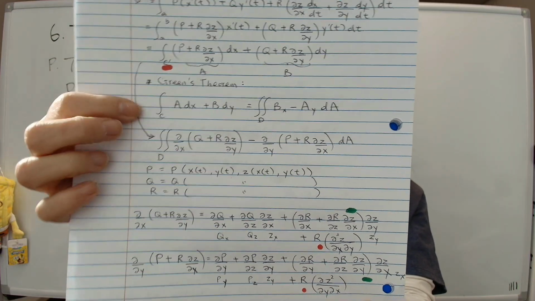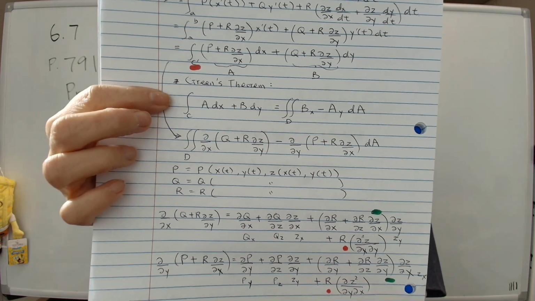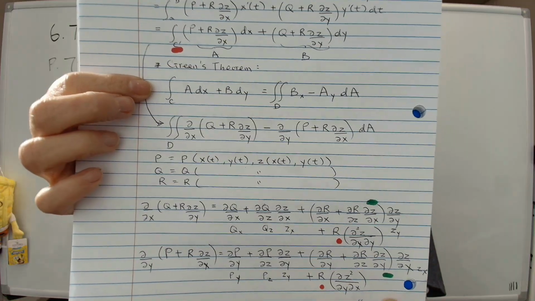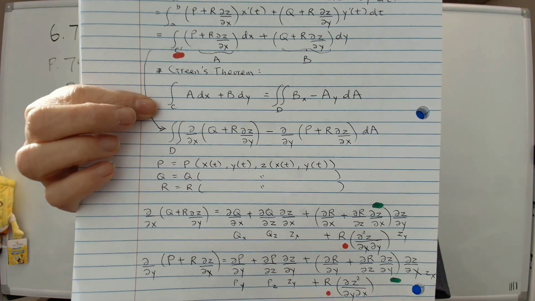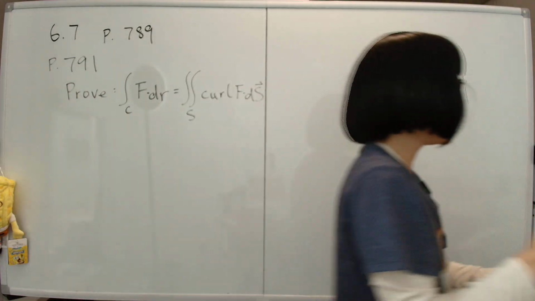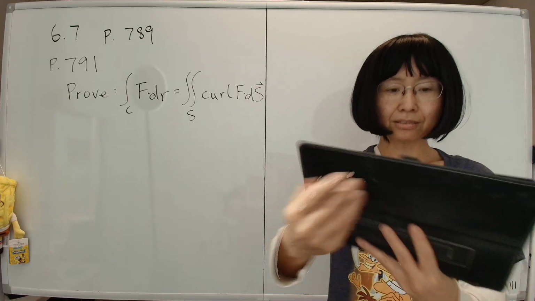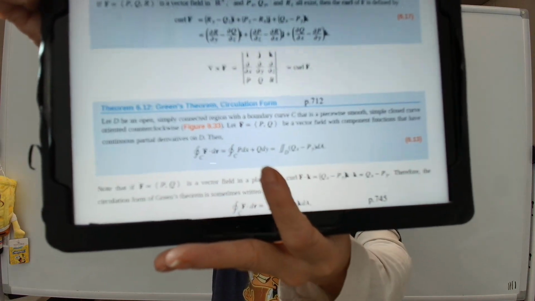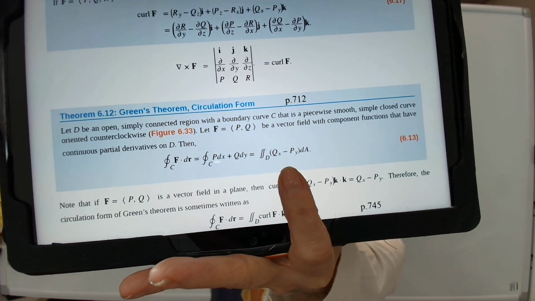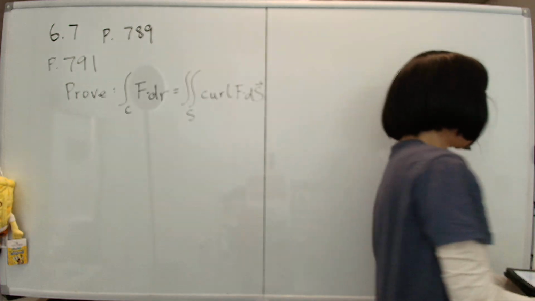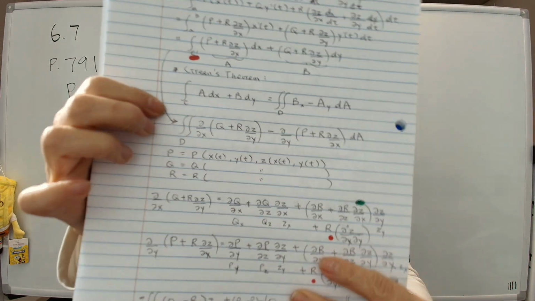Now Green's theorem states, as we saw a moment ago, that the integral over C of a dx plus b dy happens to be the integral over D, the area enclosed in C, of bx minus ay dA. Now let me show you the original Green's theorem, which is right here. Notice that instead of P and Q, I wrote down A and B, just to avoid confusion, because we already used A and B in our proof earlier. So I call it A and B.